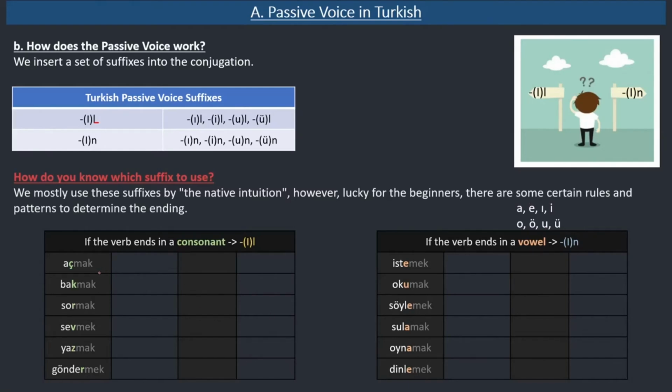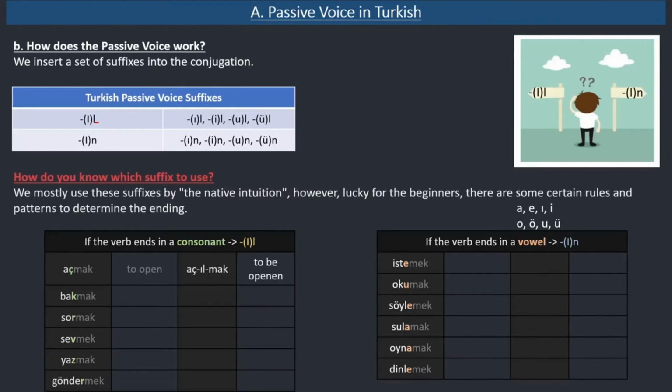So let's do this together. I will write it one by one myself. So we have açmak. Açmak means to open. And I'm taking a closer look at the final letter. It's a ç. It's not one of these vowels, so it's a consonant. If it's a consonant, I will pick il, ıl, ul, ül. So açılmak, to be opened.